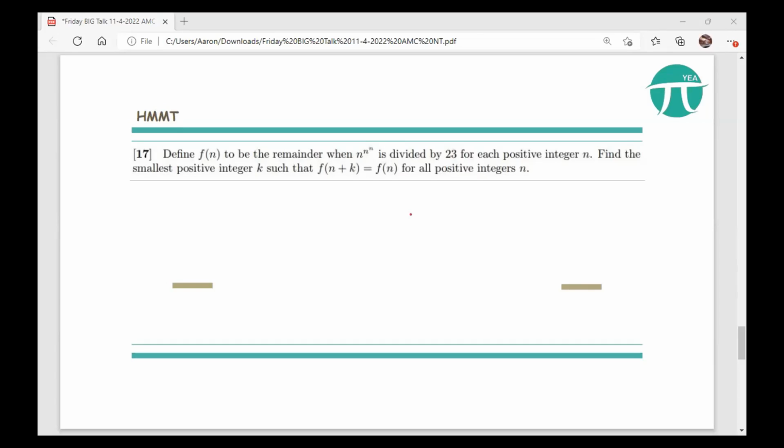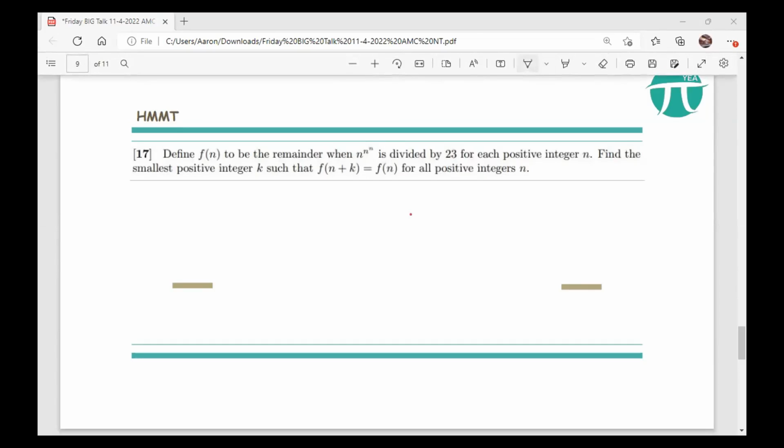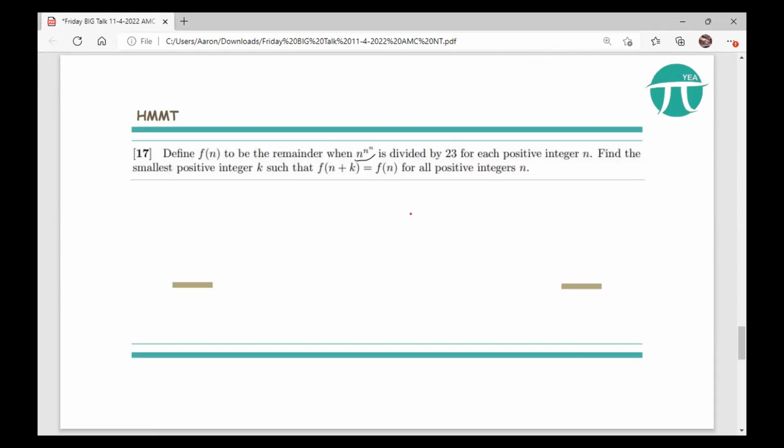Okay, so this is going to be the last problem, and I'll start explaining it now. Let f(n) be the remainder when n to the n to the n is divided by 23 for each positive integer n. I want to find the smallest positive integer k such that f(n + k) is equal to f(n) for all positive integers n.